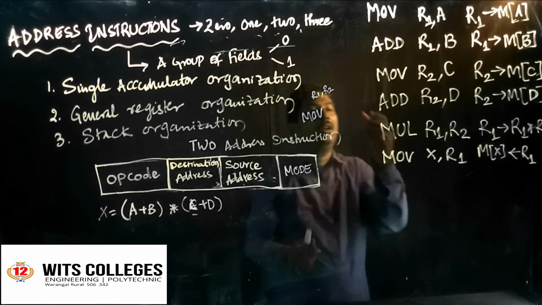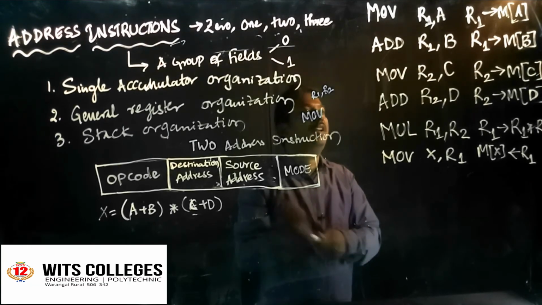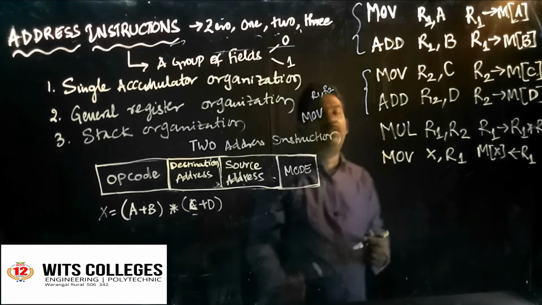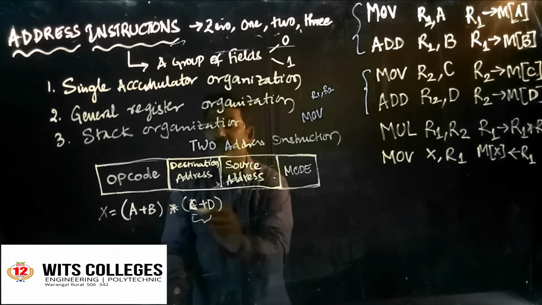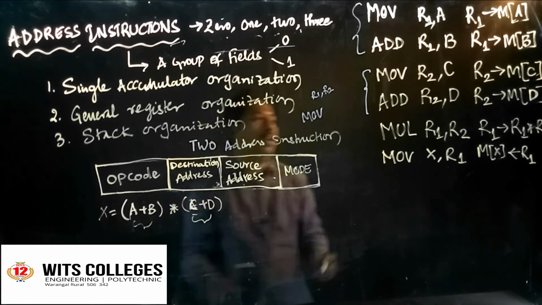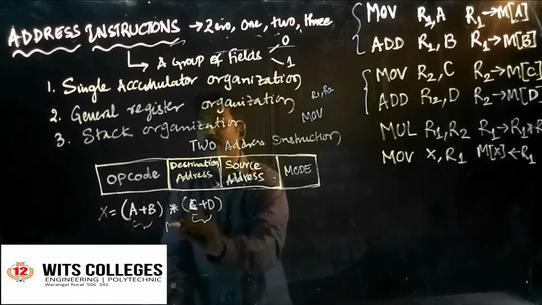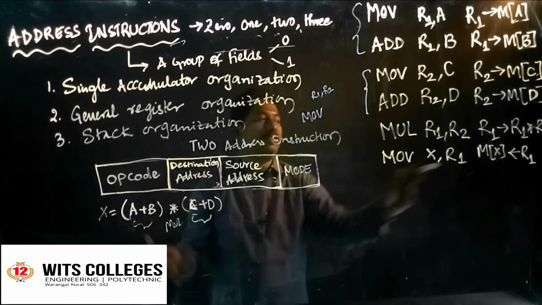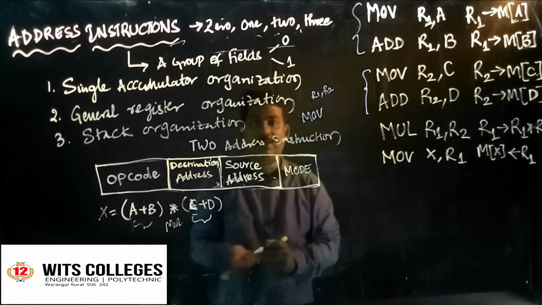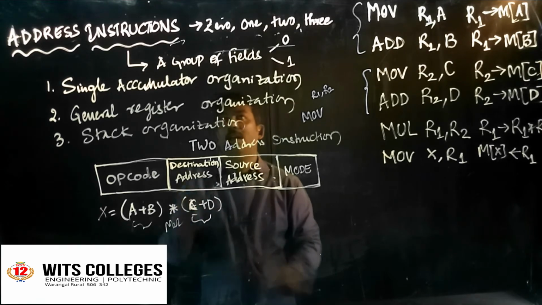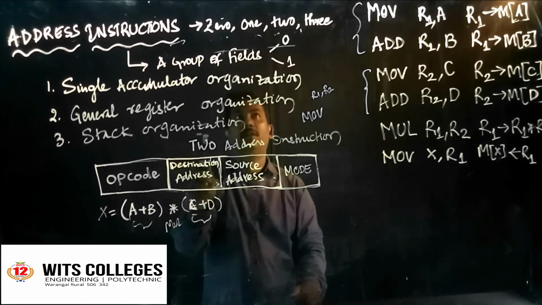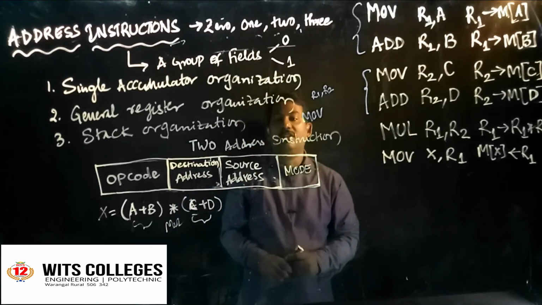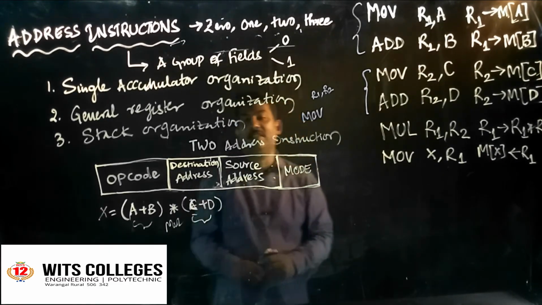So these two come under one set, and these two come under another set. We repeat it, that's all. Since this is one set and this is another set, in between is mul, M-U-L, and next we move this total output into X. So this is about the two address instruction. Now it's time to discuss the three address instruction.